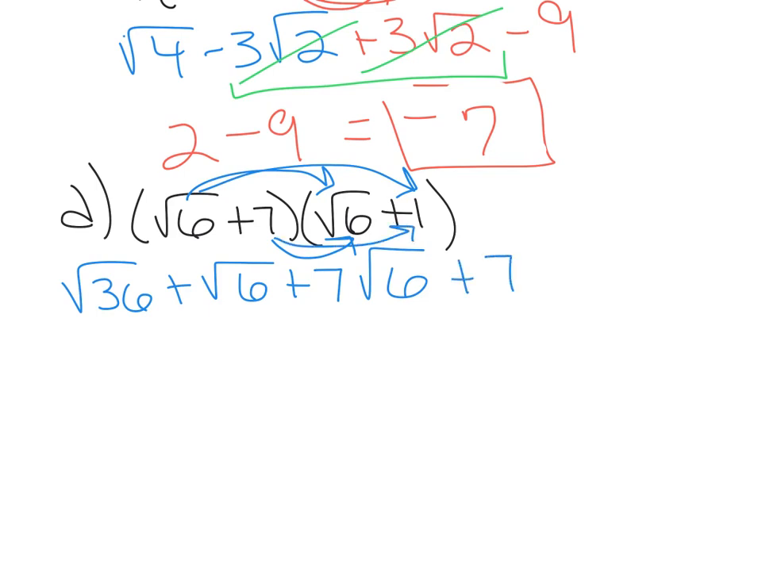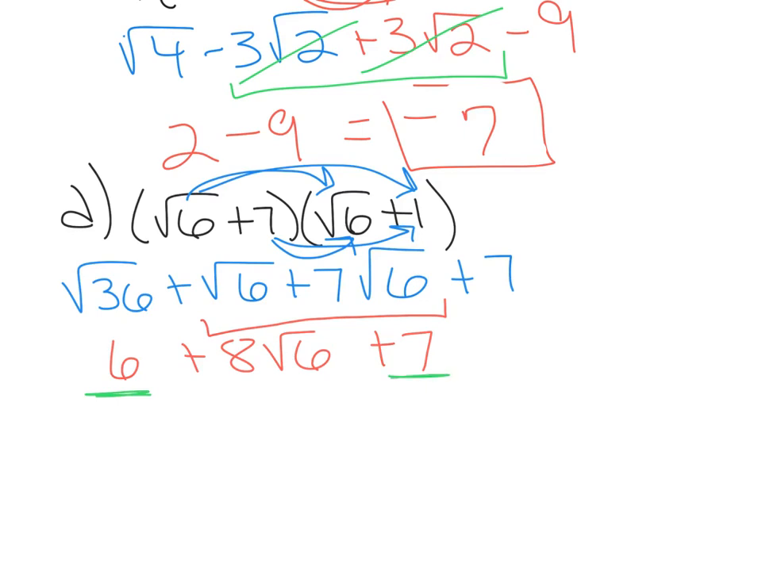And we can add some of these together here. First of all, the square root of 36 is 6, so we can simplify that. These are both the square root of 6, so we can add them together. This is a 1 plus a 7 makes 8. So this will be 8 square root of 6, and then I have the plus 7 from the end coming down here. One more step because I still see some more like terms. 6 and 7 are like terms, and that makes 13. Plus 8 square root of 6.